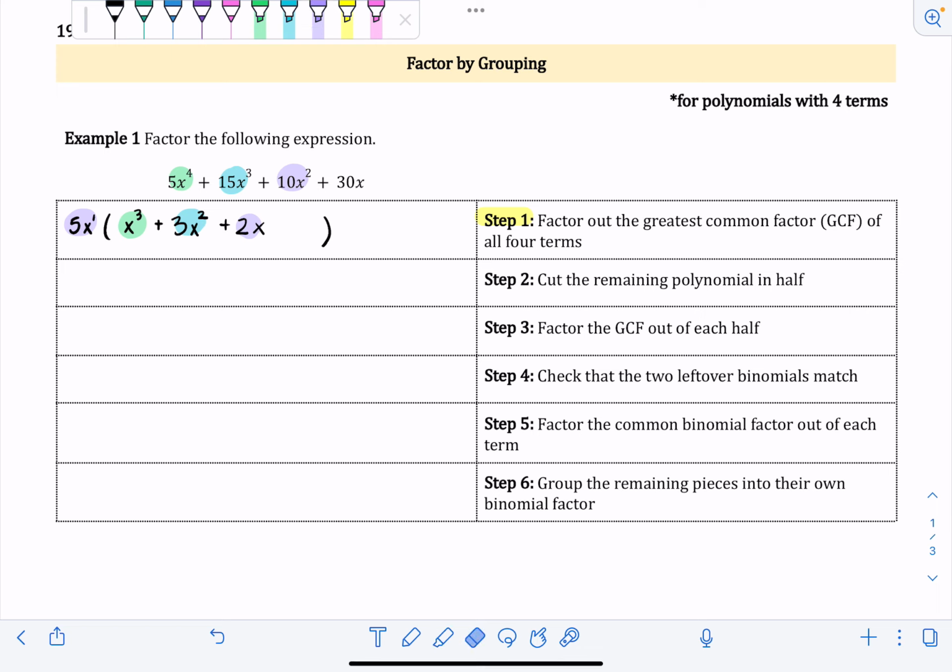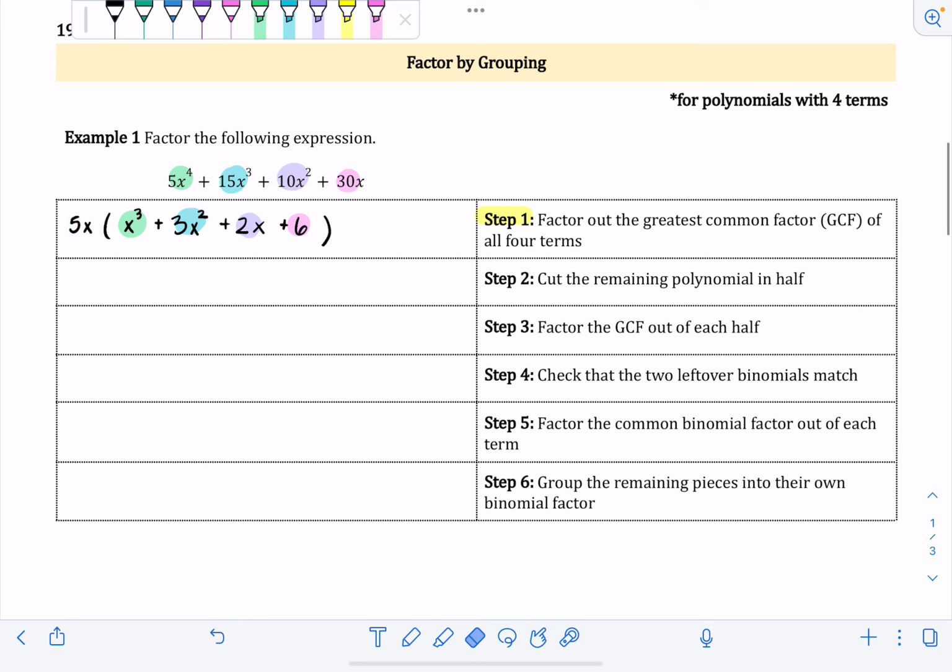And then the last part, 30x divided by 5x. 30 divided by 5 would be positive 6, and the x divided by x cancels the x's out completely, so I don't have any left. Okay, so we have 5x times x to the third power plus 3x squared plus 2x plus 6.